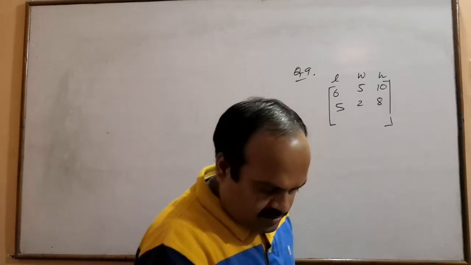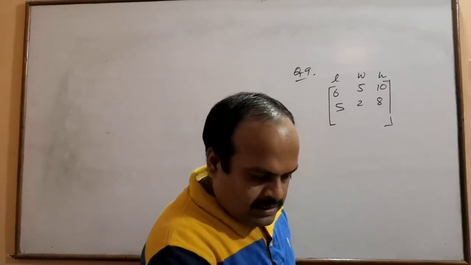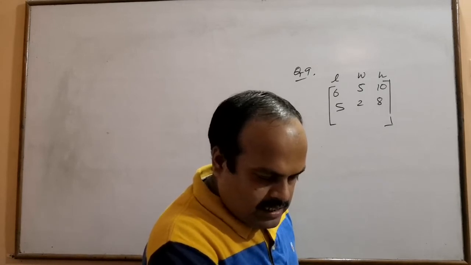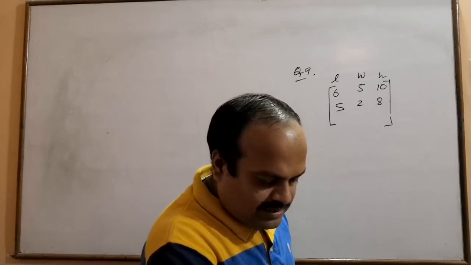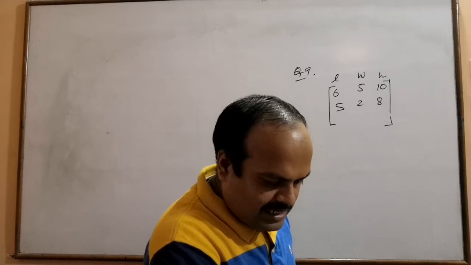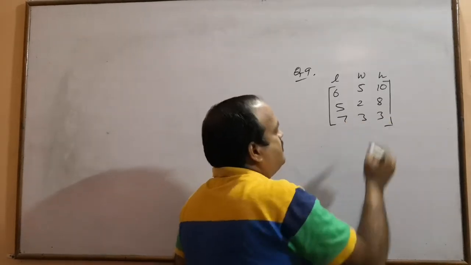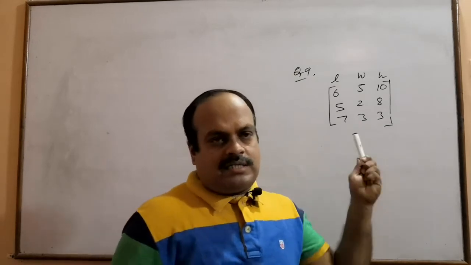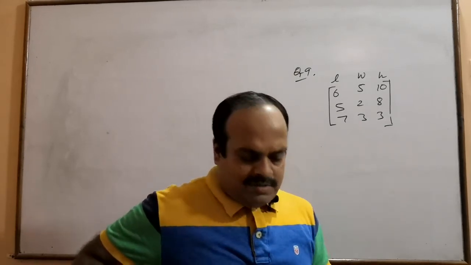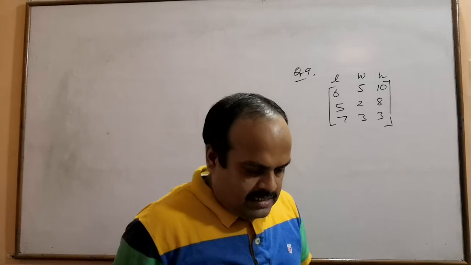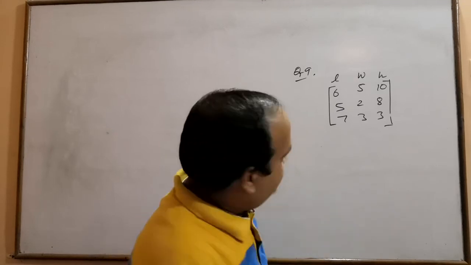We have one more. A third box has corresponding dimensions 7, 3, 3. So this is a rectangular arrangement of the length, breadth and height of the three boxes, which is the answer. Question number 10.